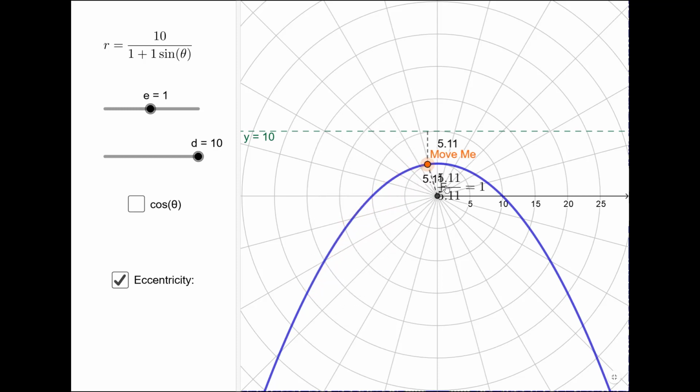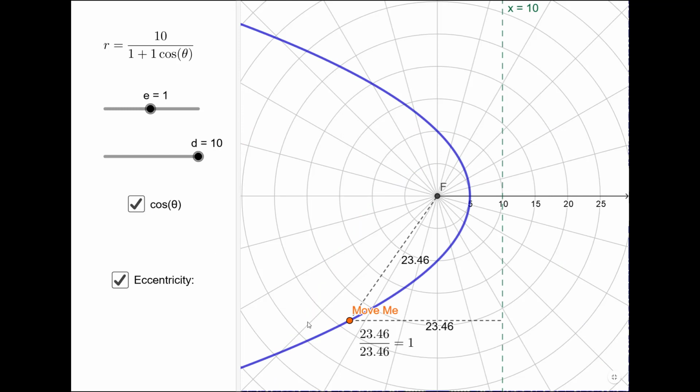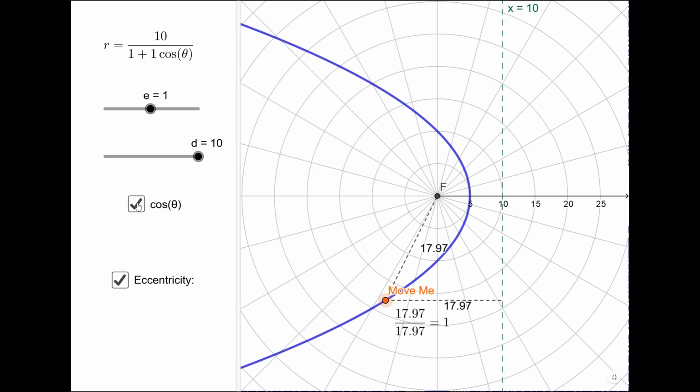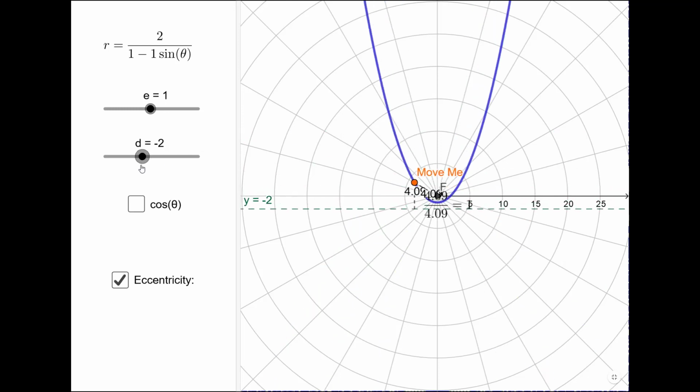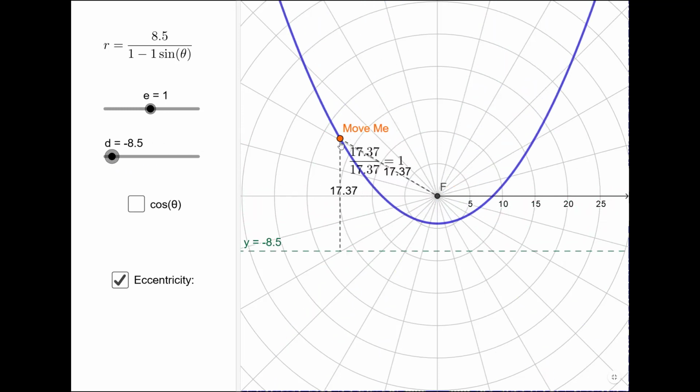No matter which point I pick, and this works whether it's sine or cosine. If we tried cosine, it's still going to be the same. These distances are always the same, and it doesn't matter whether it opens up, or down, or left and right. All this is always true. So it's a nice little something that we can see here.